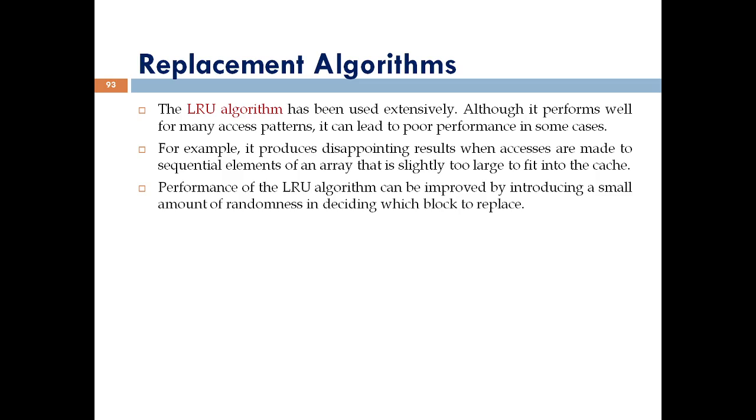The LRU algorithm has been used extensively. Although it performs well for many access patterns, it can lead to poor performance in some cases. For example, it produces disappointing results when accesses are made to sequential elements of an array that is slightly too large to fit into the cache. Performance of the LRU algorithm can be improved by introducing a small amount of randomness in deciding which block to replace. So these are important points with respect to the LRU algorithm.